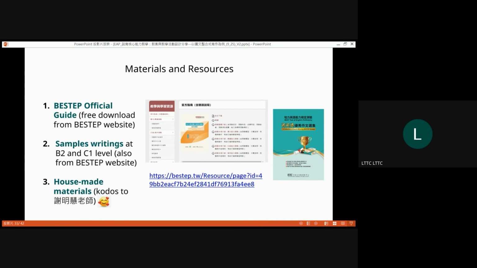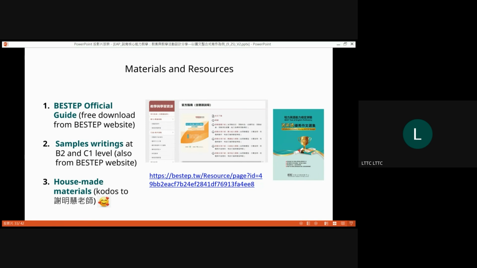Xie Minghui 老师 is also a teacher at our language center at NQST. She dedicated her time to make 6 speaking and writing prompts for Bestep, because the free resources on the internet, somehow they're very helpful, but if we want to have our students do more practice, these are still not enough. So teachers just have to do more in a way.